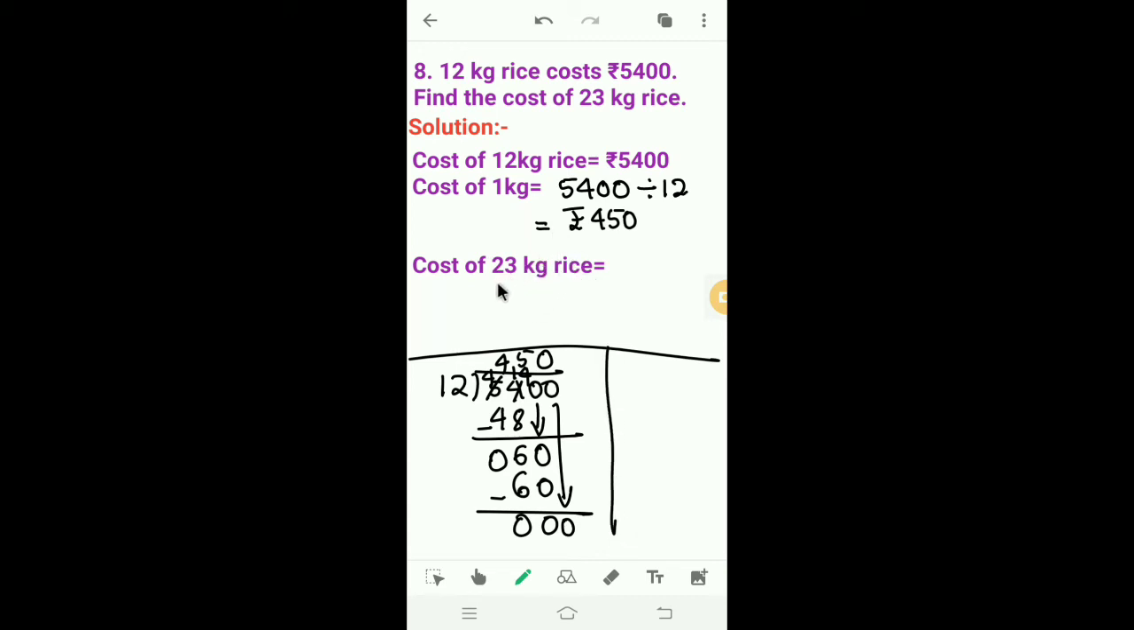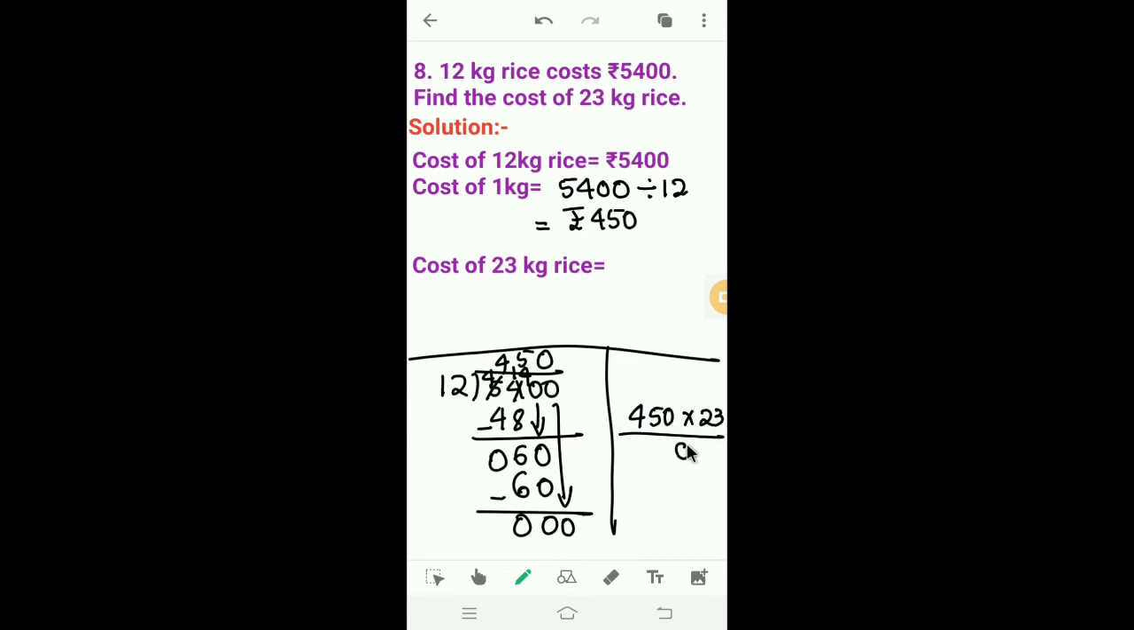Next we have to find out cost of 23 kg rice. How can we find out cost of 23 kg rice? What do we have to do? We have to do multiplication. We have to multiply cost of 1 kg by 23. So 450 into 23. Here 3 at 1's place and 2 at 10's place. So first we have to multiply 450 by 3.